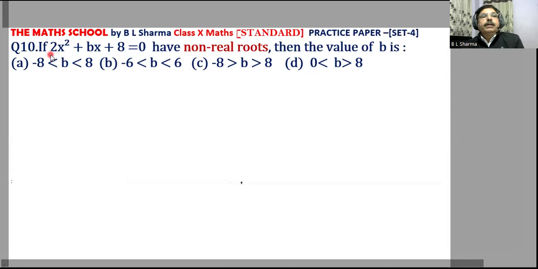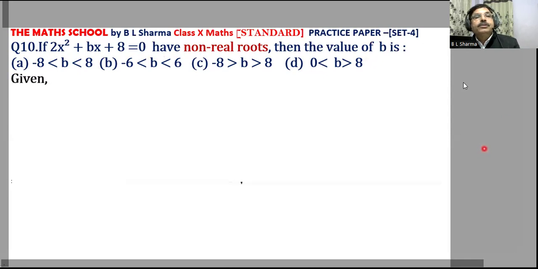If the quadratic equation 2x square plus bx plus 8 equals 0 has non-real roots, then the value of b should be what? Very good question, very very good question. So what is the solution of it? See how to do this.